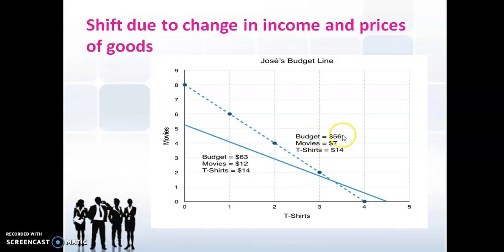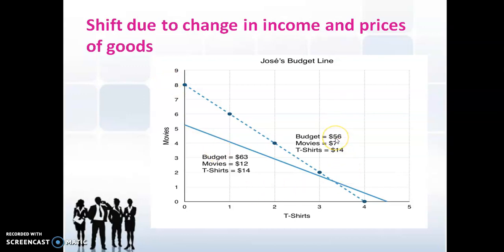He can spend $56, or his income is $56. He wants to spend on two commodities: one is movies, the other is t-shirts. On a movie he is supposed to spend $7, and on a t-shirt $14. So how are we going to find these different points? If you remember, at this point x will be 0. How do we find this 8? How did we get it?